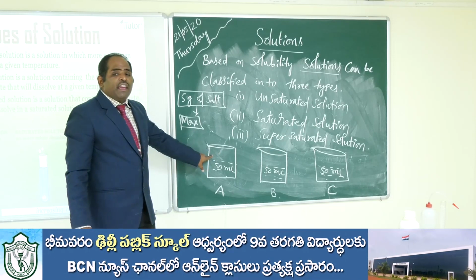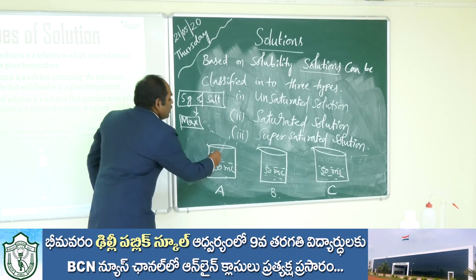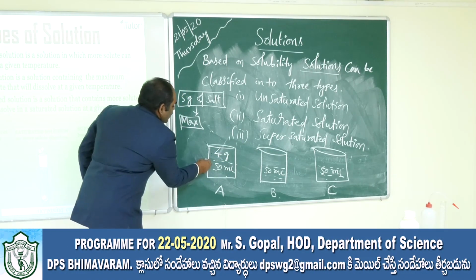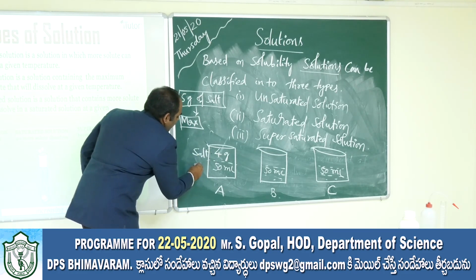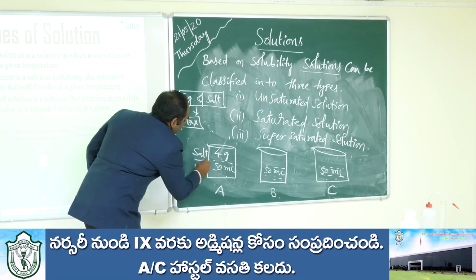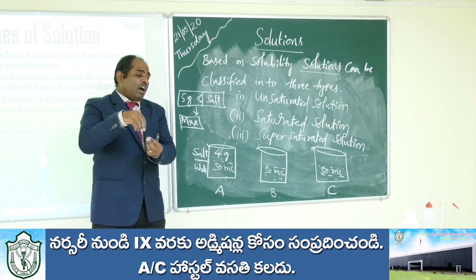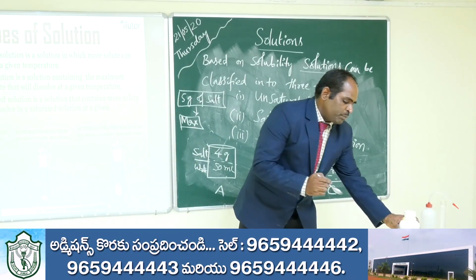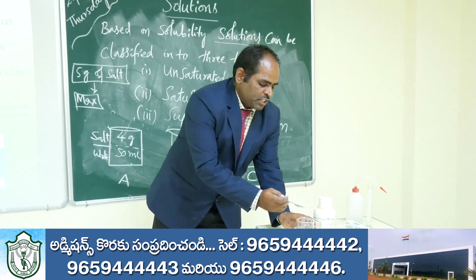Now in beaker A, if I add only 4 grams of salt, this is the salt and this is the water, and if you dissolve it, no doubt you will get a homogeneous mixture like this. I am adding some salt, approximately 4 grams.